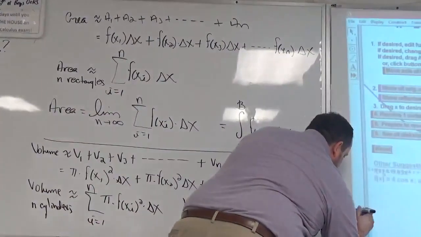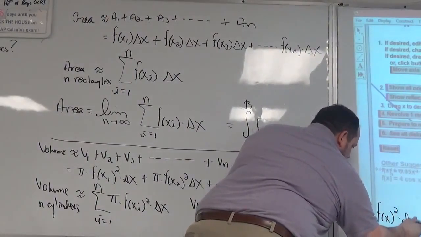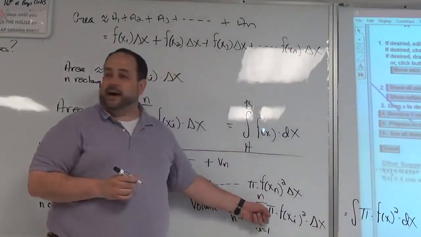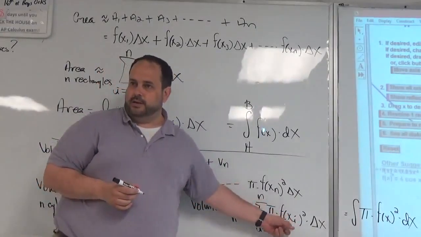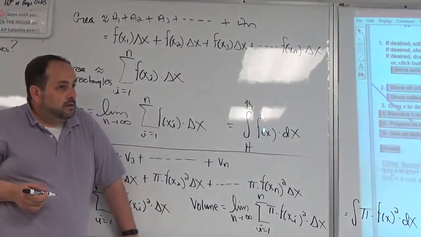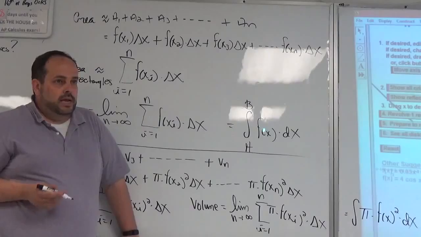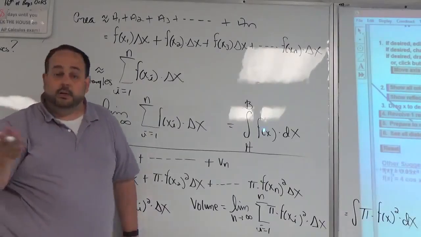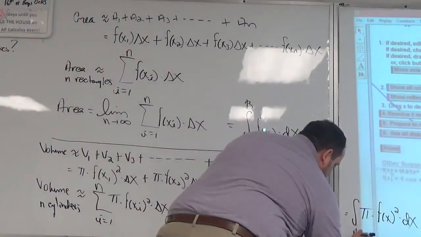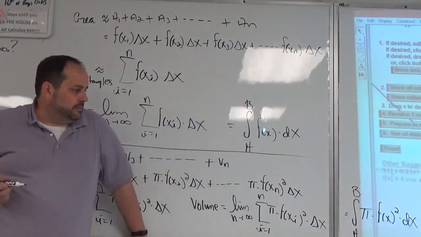What's my function? It's pi f of x squared dx. Pi, function squared, dx. The only thing that's missing are the endpoints. What are the endpoints? It just depends on where you start and where you end. So I'm going to call that a to b.